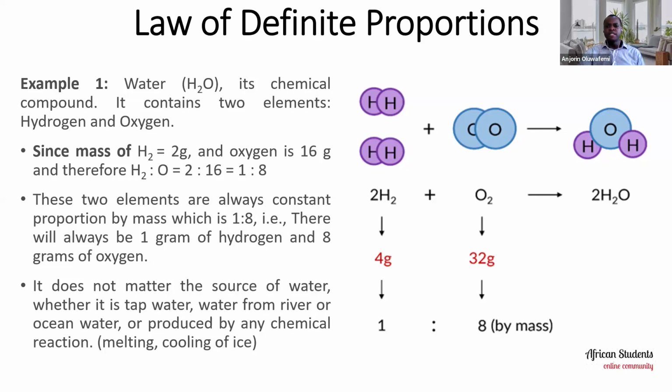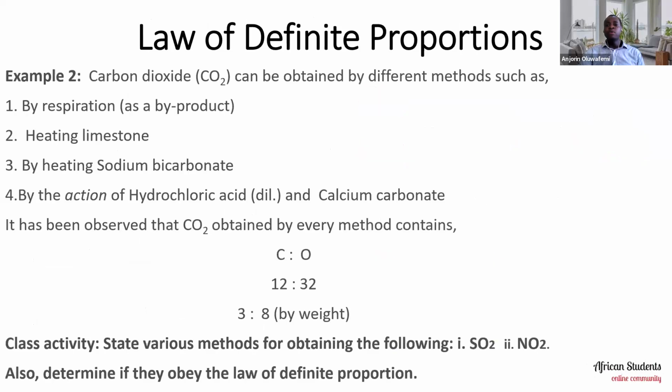Okay, having said that, let's push this a bit further. Now, when you look at carbon dioxide, it is another example that we can use here. It is said that carbon dioxide can be obtained by different methods, such as respiration, it's a byproduct of respiration. Then heating limestone will give us carbon dioxide. And then heating sodium bicarbonate will also produce carbon dioxide. And then the action of dilute hydrochloric acid on calcium carbonate will produce CO2 also.